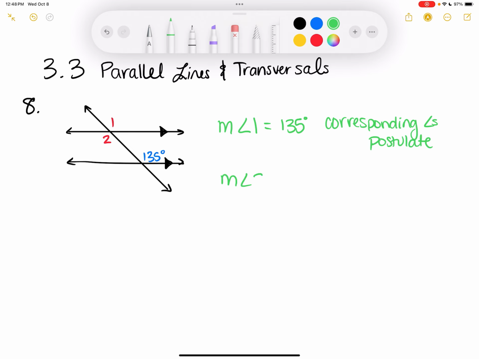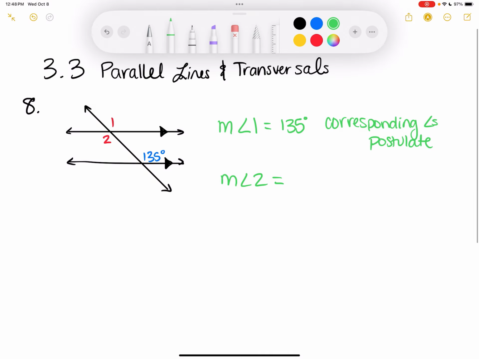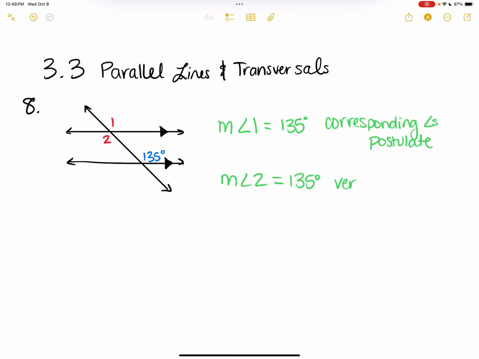How about the measure of angle 2? What would it be equal to? 135, because of vertical angles. I'm not sure if it's postulate or theorem. The vertical angles theorem. There's also the alternate interior angles theorem that would have worked. Either of those would have been fine.